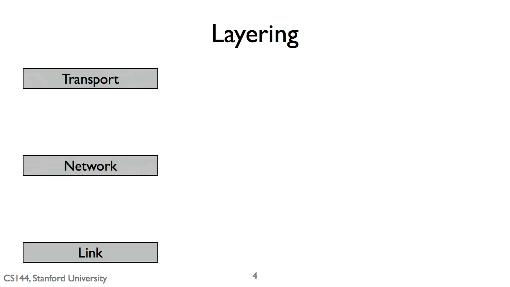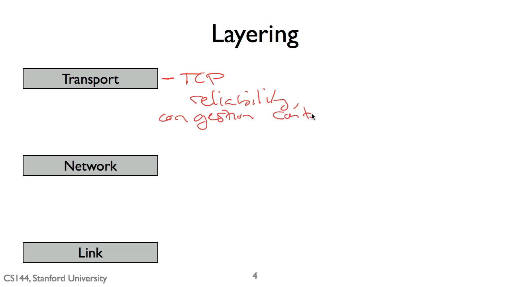So let's look at one concrete example of this layering. We're going to look at three different layers called the transport, network, and link layers. The transport layer is what we normally think of as the end-to-end transport between applications running on hosts. So for example, when your web browser connects to a web server, it's using a transport layer, say TCP. And so it's responsible for reliability, congestion control, flow control, and has a bunch of other responsibilities.